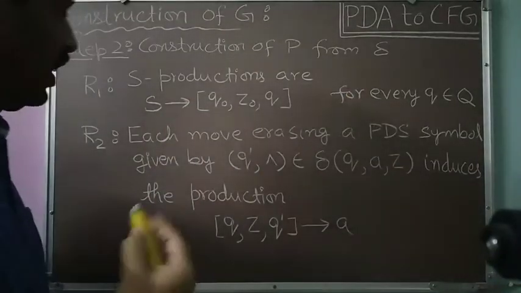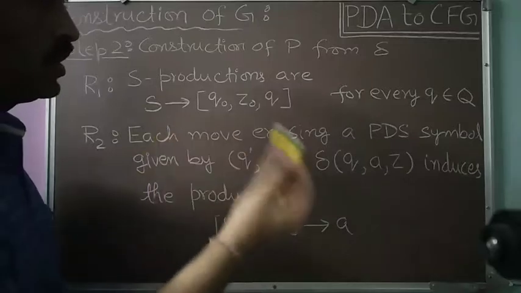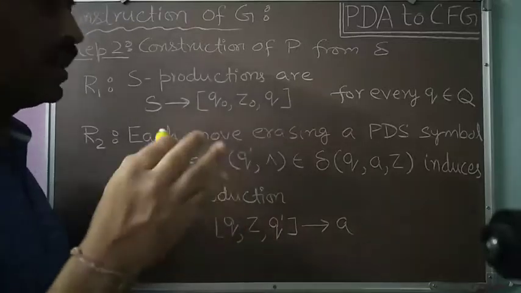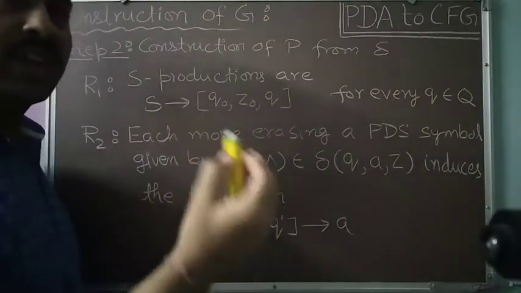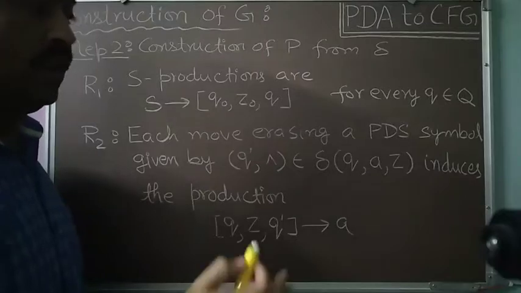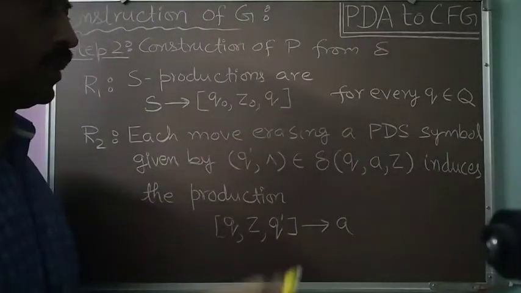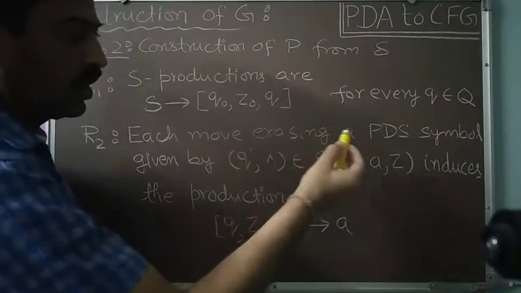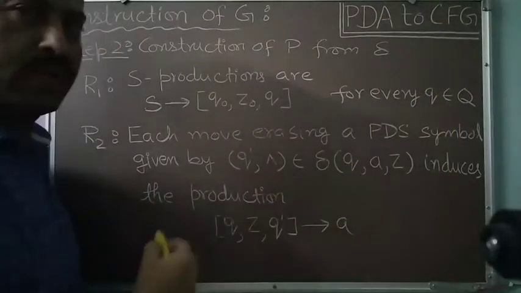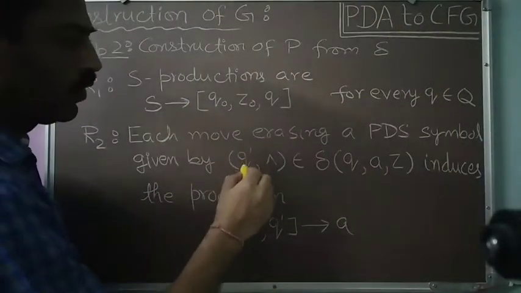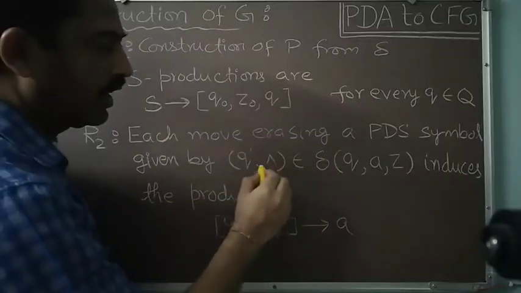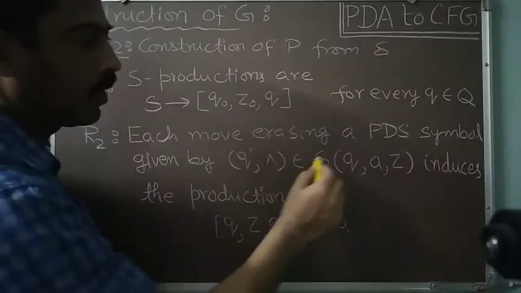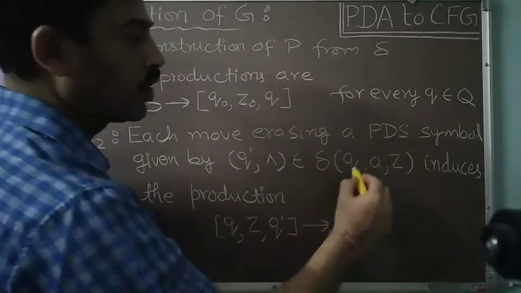Now come to the second rule, that is rule 2. This rule 2 is defined for the erasing moves. What do we mean by erasing moves? Erasing moves in a PDA are where we erase the topmost pushdown store symbol. Whenever we erase the topmost pushdown store symbol, we simply write null to the pushdown store. So the transition function delta will take us to one of such pairs where we are moving to some state q dash and we are writing null to the pushdown store. So that means this pair (q dash, null) will belong to the transition function delta of (q, a, Z).